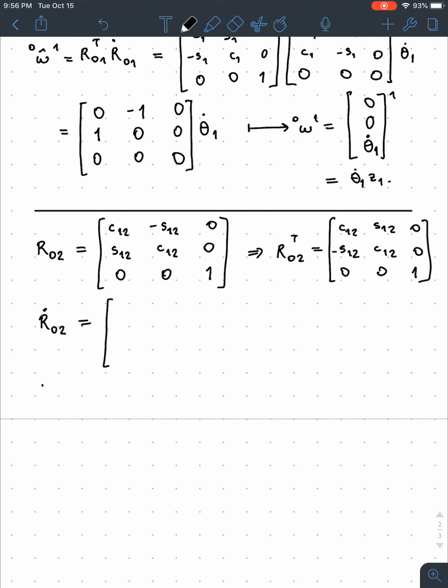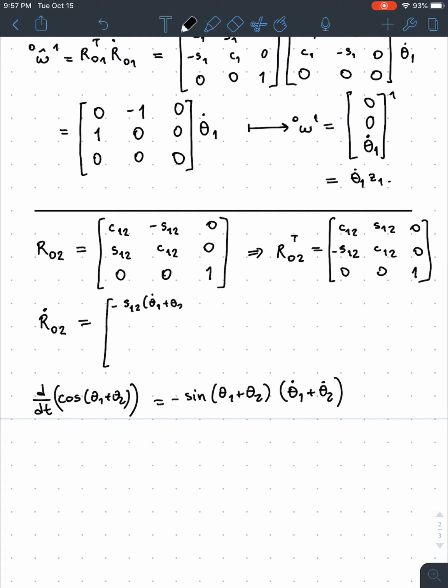So, what's the time derivative of cosine of theta 1 plus theta 2? Well, we need to use the chain rule. Derivative of cosine is negative sine theta 1 plus theta 2, and the derivative of the inside of cosine, which is theta 1 plus theta 2, so it's times theta 1 dot plus theta 2 dot, you see. So this element here is going to be minus sine theta 1 plus theta 2 times theta 1 dot plus theta 2 dot. Okay?